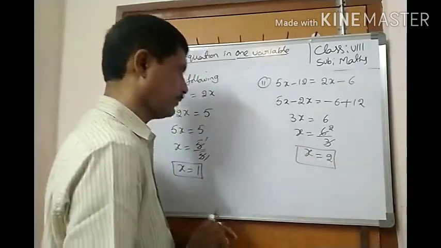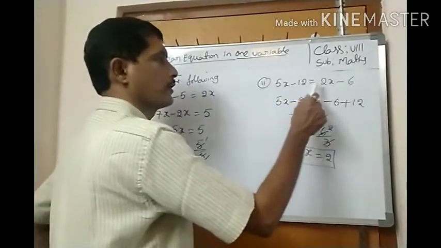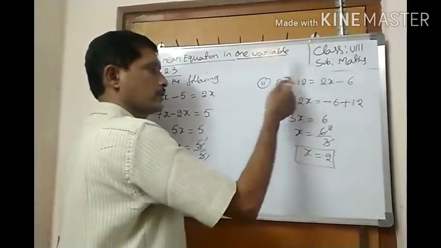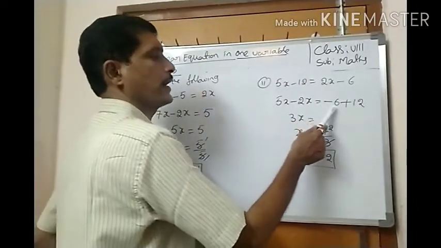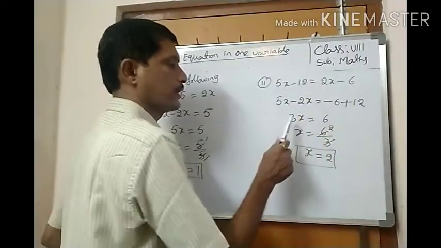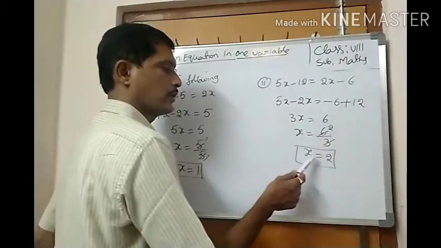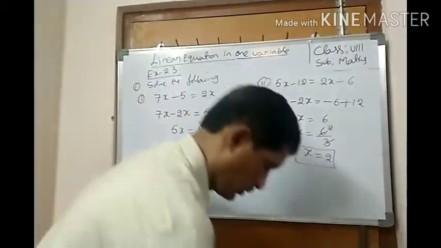Here check one more time. Here 5x minus 12 equal to 2x minus 6. Here this variable x is there, here also variable x, changing this side. 5x minus 2x equal to minus 6, this minus 12 becomes plus 12. 3x equal to 6. x equal to 6 by 3. x equal to, that is 2.